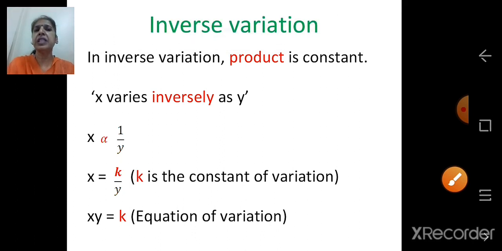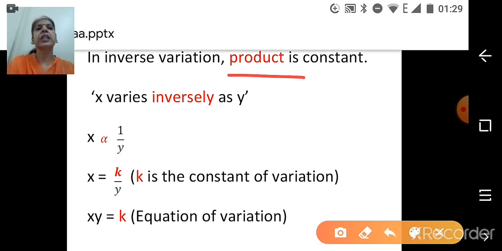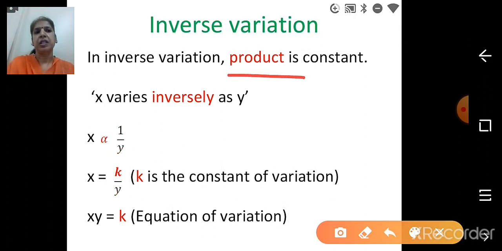Second variation is inverse variation. Now in inverse variation, product is constant. And when we say x varies inversely as y, how is it written? X, symbol of variation alpha, 1 upon y. When it is inversely, we have to write 1 upon y. So x varies inversely as y, and that is x = k/y. And what is k? K is constant. K is the constant of variation.